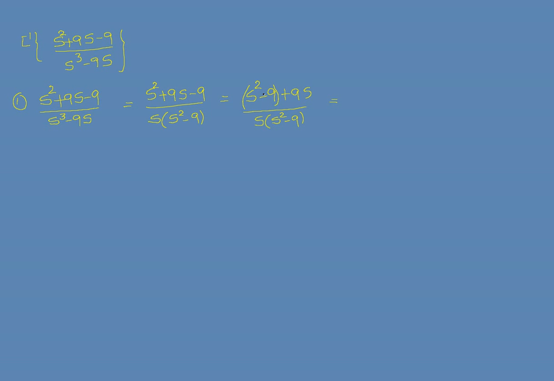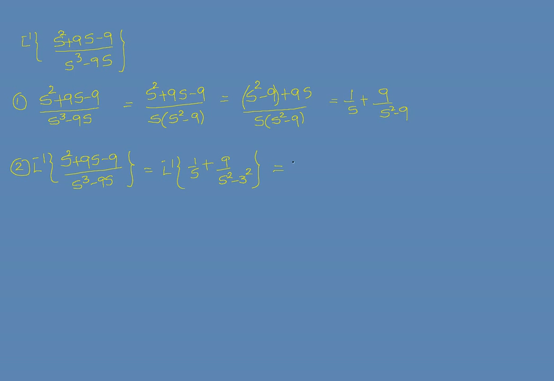This you can write as, this is considered the one term and this is considered the other term. Therefore 1 by s plus 9 by s square minus 9. Okay. So now you apply the Laplace inverse both sides. L inverse of s square plus 9s minus 9 by s cube minus 9s is equal to L inverse of 1 by s plus 9 by s square minus 9. 9 you can write as 3 square.